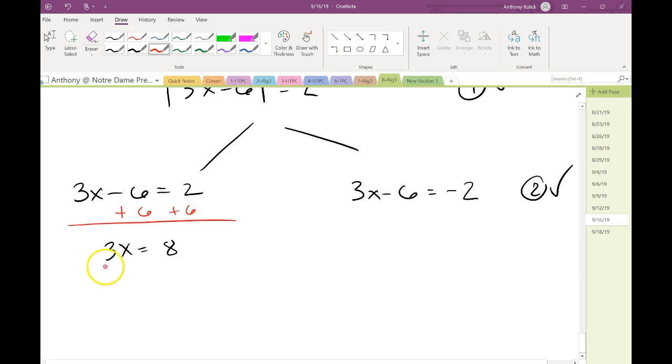Divide by 3. Yep, divide by 3. Good. And we'll write our answer as 8/3.